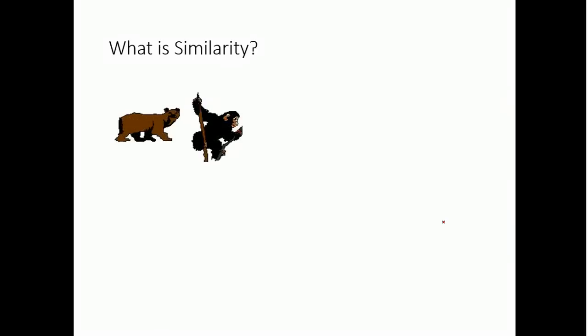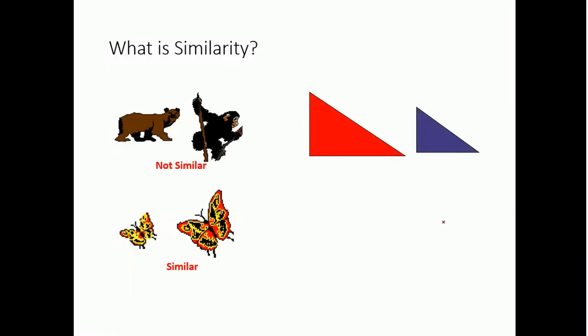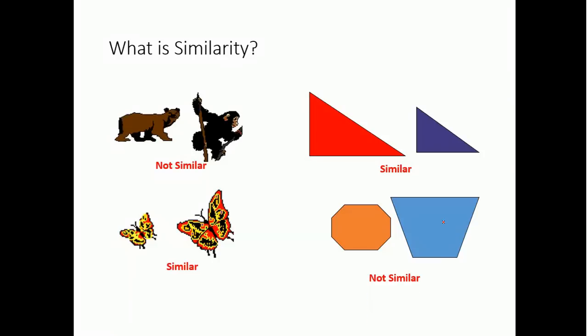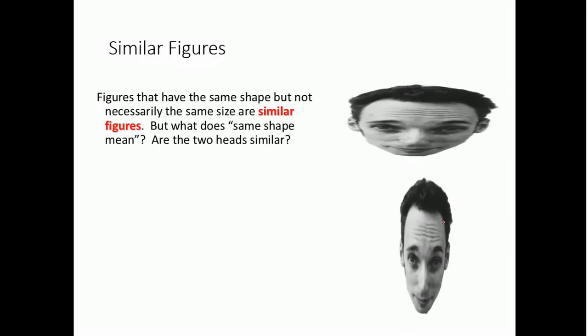So similarity, is a bear similar to a monkey? Well, of course not. They're not even the same thing. Is this butterfly the same as that butterfly? Yeah, they're similar, right? They look almost alike, not different in shape, and they're the same color. What about these two triangles? Well, they're the same shape, right? So they're similar. But these two shapes, they're not the same, so they're not similar. So what we look at is what's known as similar triangles. So similar figures is basically a figure that has the same shape but not necessarily the same size.